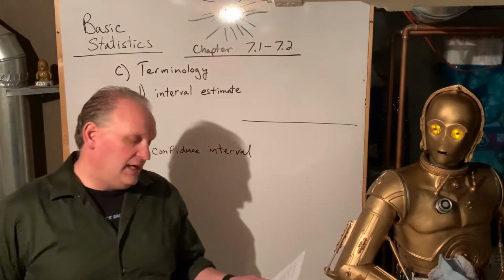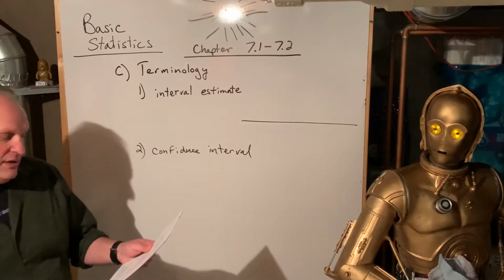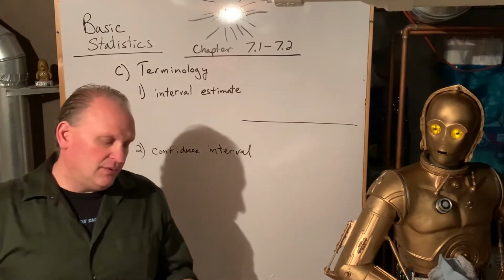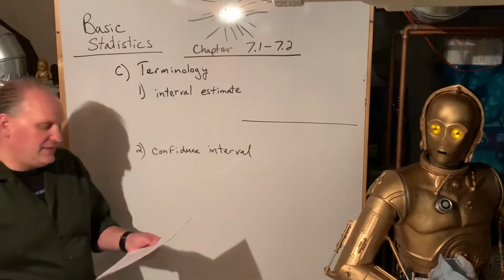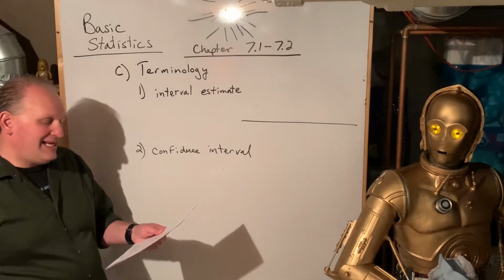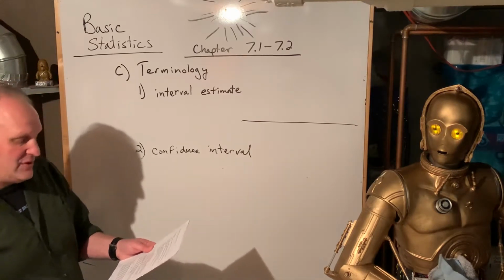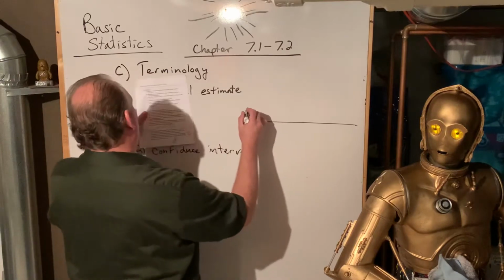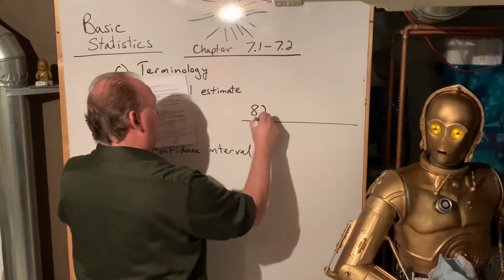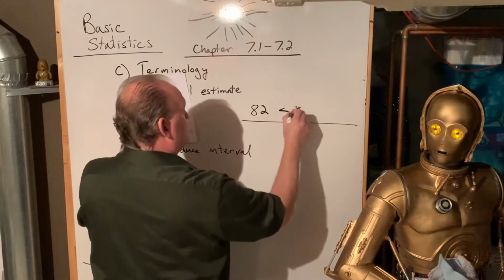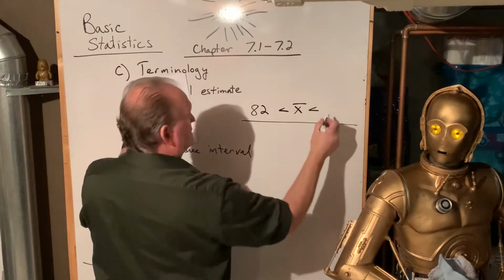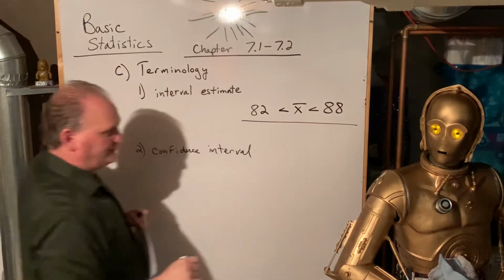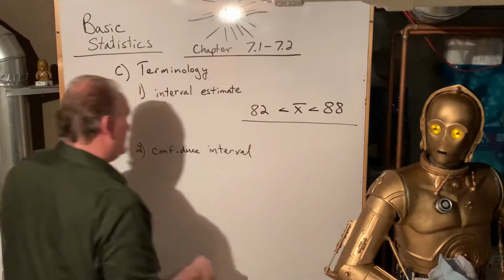So an interval estimate of a parameter, what's being measured, is an interval or a range of values used to estimate the parameter. This estimate may or may not contain the value of the parameter being estimated. And so you might get a confidence interval that looks like this: 82 is less than the mean, which is less than 88. So it's the interval from 82 to 88. And that's where our mean is.